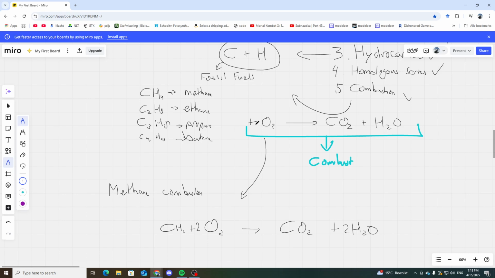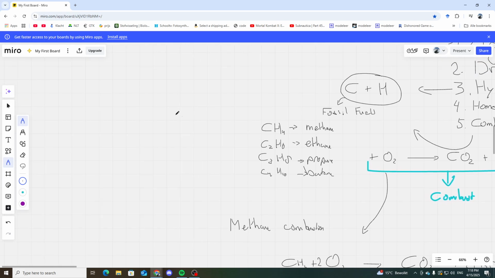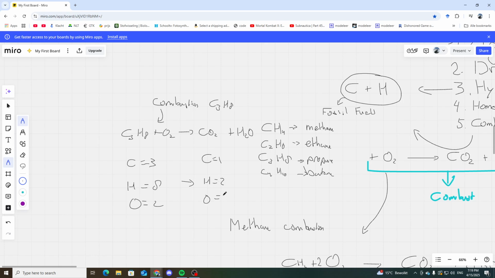Another thing it could be asked is give us the complete combustion of C3H8. Okay, let's do that. I just write C3H8. And what is combustion? It is plus O2 turning into CO2 plus H2O. And then I would have to balance this. So let's just do that. We have 3 C's on this side. We have 8 H's on this side. We have 2 O's. On the other side, we have 1 C. We have 2 H. And we have 3 O's.